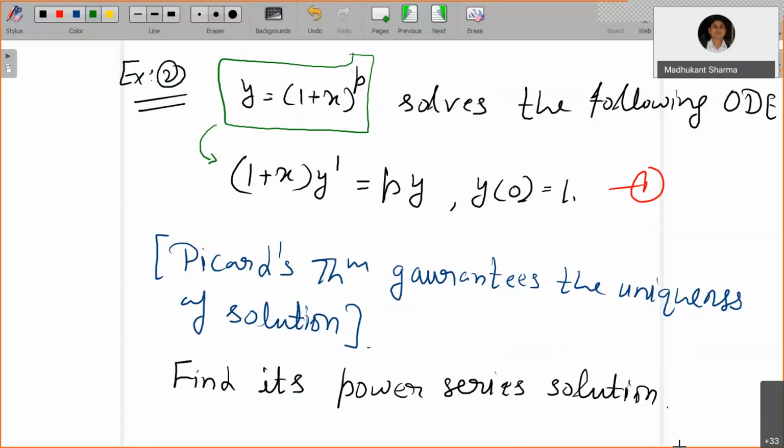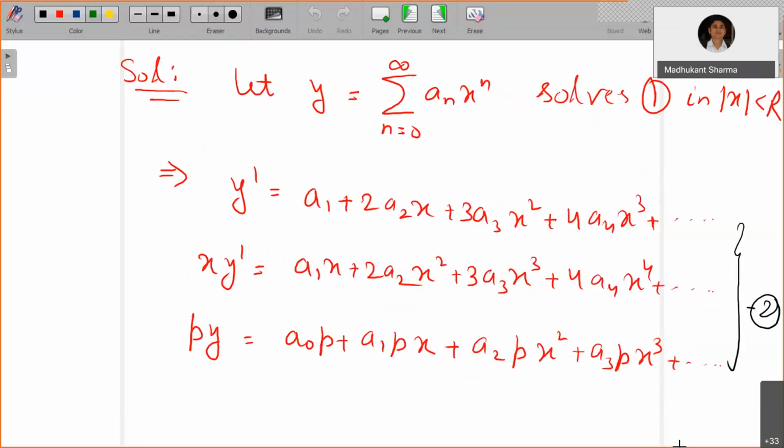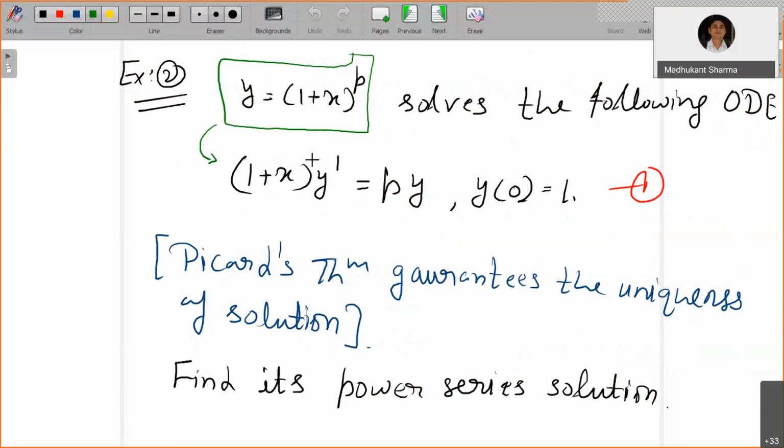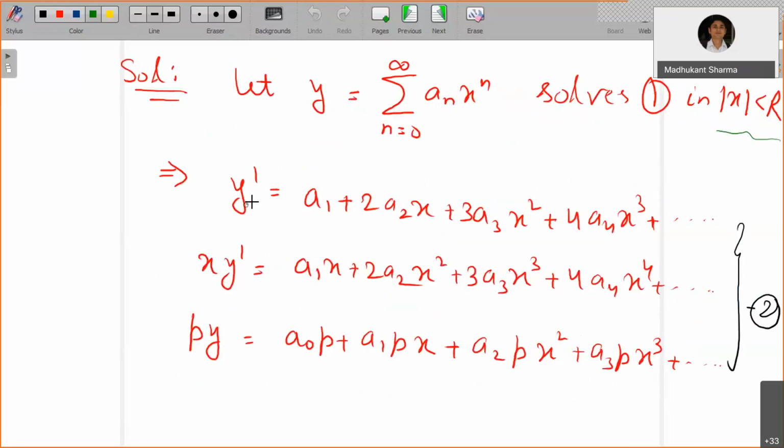So let's see. Again we will start in the same fashion as we did with the first problem. Let y equals summation a_n x to the power n solve equation 1 in its interval of convergence. For substituting in equation 1, you require y dash, x times y dash, and p times y. From here you can differentiate y term wise. For x times y dash, you just multiply y dash by x, and for p times y, you just multiply y by p. As simple as possible.